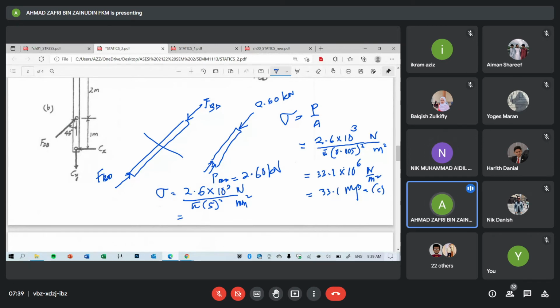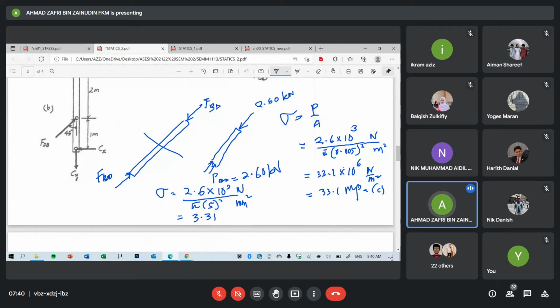Can you use the calculator? What's the value? 3.31. Okay, 3.31, or is it 33.1? It's 3.31 Newton per millimeter square.